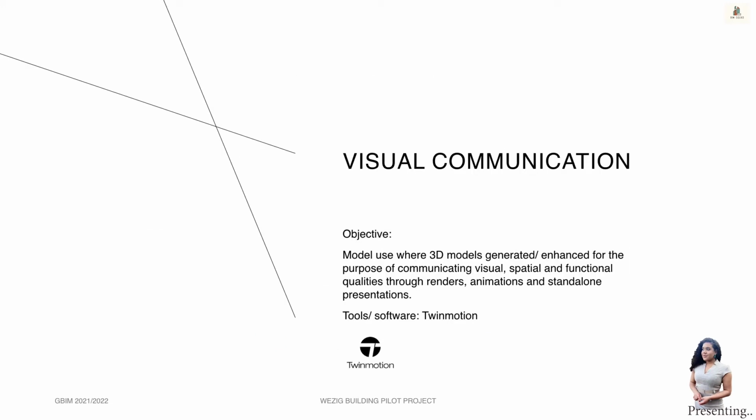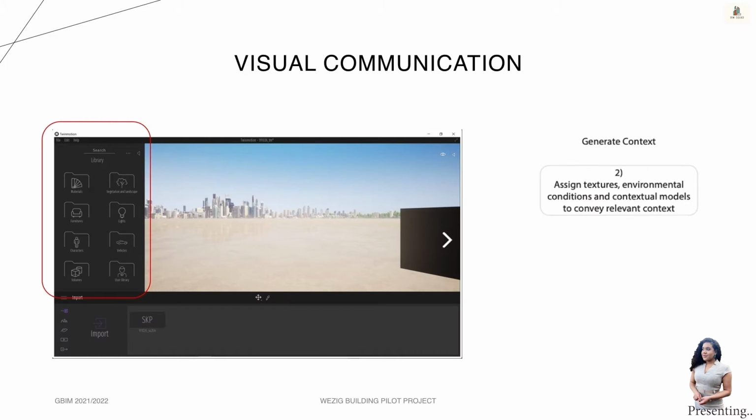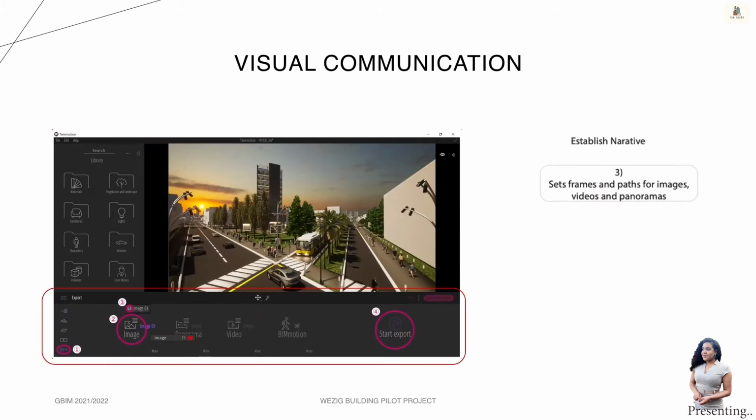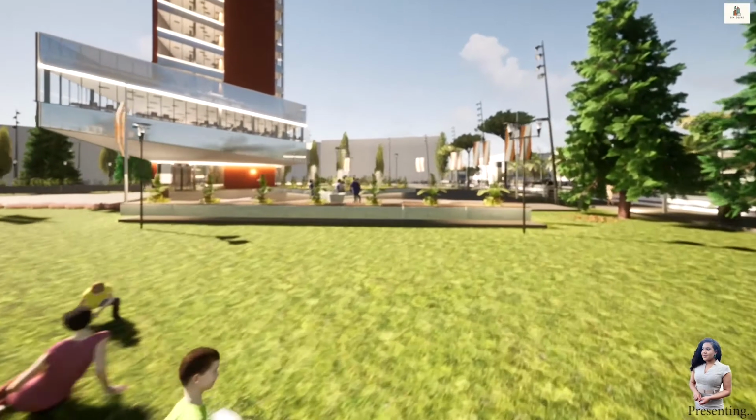First, let's take a look at the visual communication. Federated IFC models were first exported as DataSmith format to be uploaded into Twinmotion. The general context was created by assigning texture, environmental conditions and contextual models. And then, narrative was established by setting frames for images, videos, and panoramas. Media was then exported for presentation via native files or presentation to cloud. The following is an example.